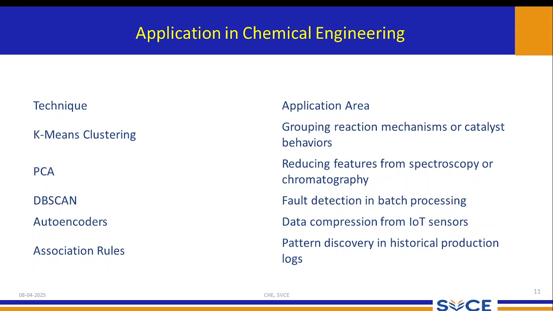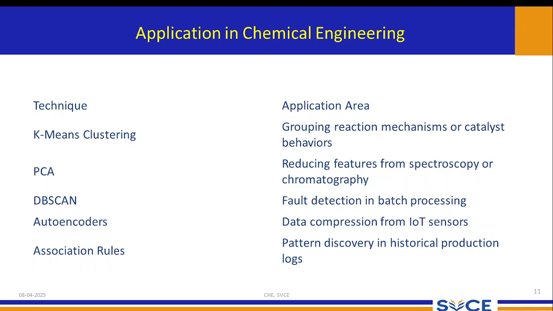And principal component analysis, which comes under dimensionality reduction, is used for reducing features from spectroscopy or chromatography. Then DBSCAN is used for fault detection in batch processing, autoencoders for data compression from IoT sensors, and association rule mining for pattern discovery in historical production logs. These are the applications of these techniques.